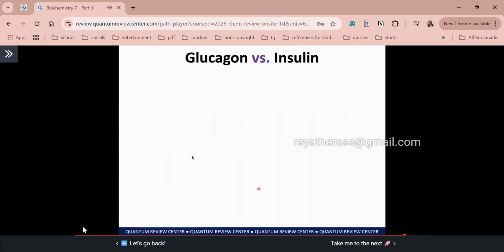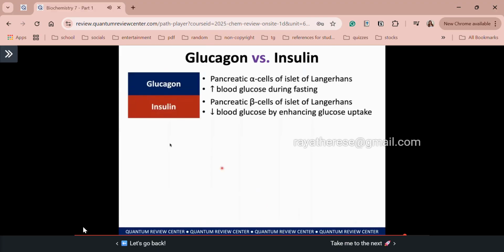Alright, so class, let's proceed with our discussion on glucagon and insulin, the two most important hormones in carbohydrate metabolism. So here is the information that you need to know. For glucagon, it is secreted by pancreatic alpha cells of the islets of Langerhans. So islets of Langerhans are actually groups of pancreatic cells that are responsible for secreting your insulin and glucagon. So again, glucagon is responsible for increasing blood glucose during fasting.